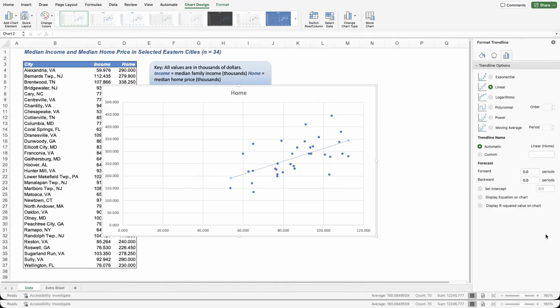I've got a forecast option. When I have lots of data, I could predict by extending this line to the right or to the left, forward or backward forecasting. That gives me a number of periods. In this case, the dollar. But underneath that, it's got 3 options.